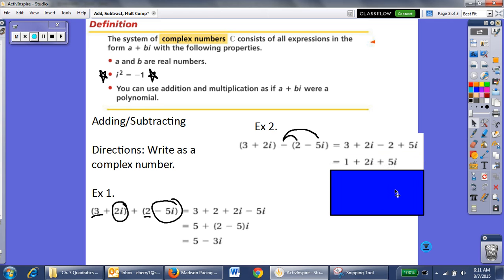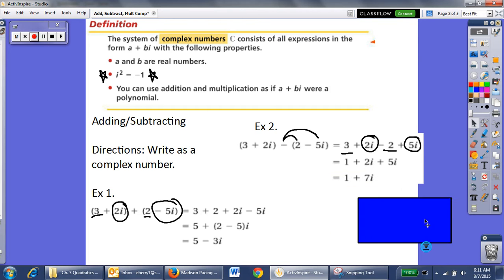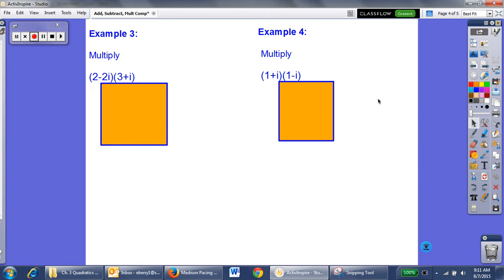Now we're just going to combine the like terms and write them together. So we can do 3 minus 2 gives us positive 1. And then we're just writing 2i and 5i right next to each other so that we can combine those parts next. And then 2i plus 5i is 7i. And that's the final answer. This should really be a review for us. Let's go ahead and do multiplication.